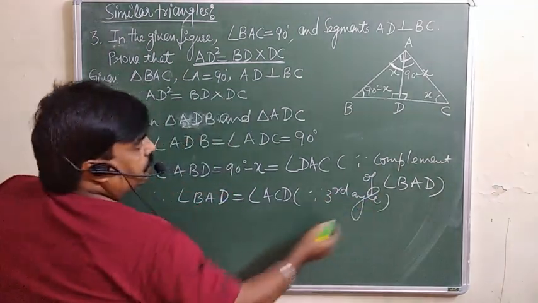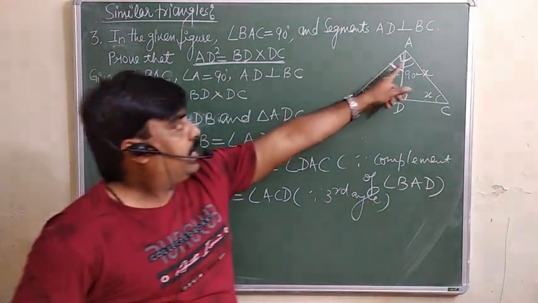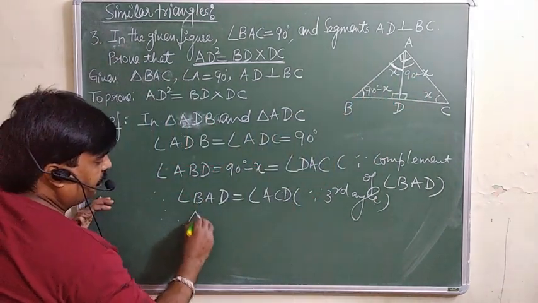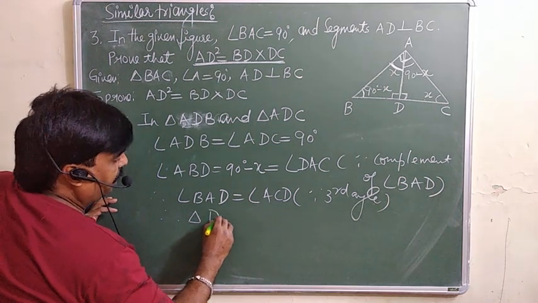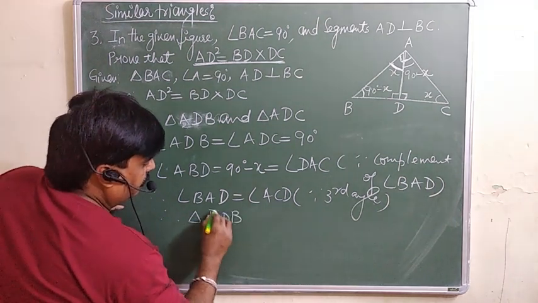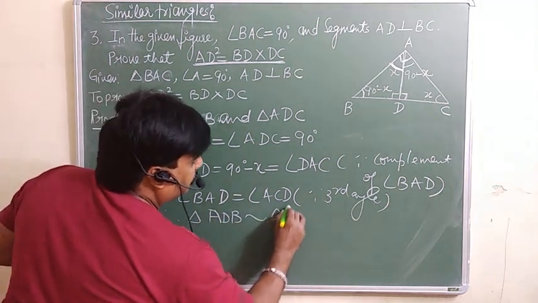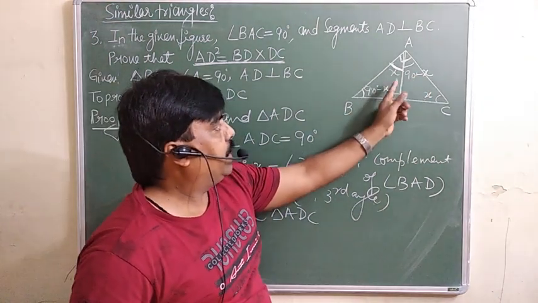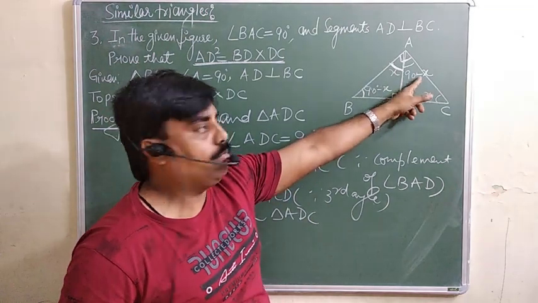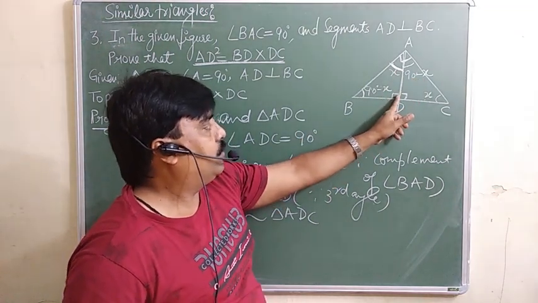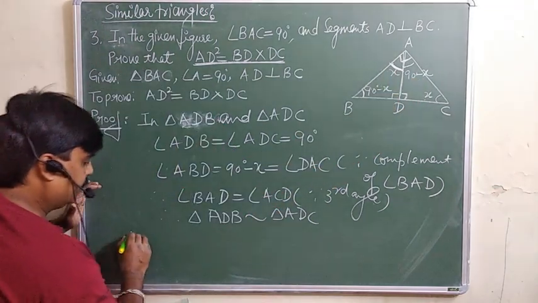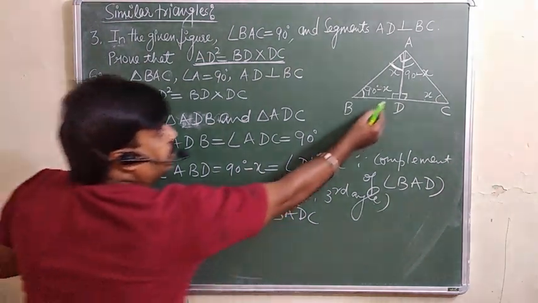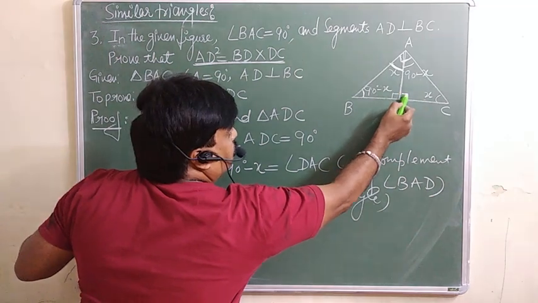And if two angles are equal, then you can declare both triangles are similar. But here all three are equal. So therefore, triangle ADB is similar to triangle ADC. And once the triangles are similar, then equal angle opposite side ratios are equal. So you can take from this one. From this 90, the opposite side is AB. Hence you can say AB over this 90, because this is equal to this one, so this opposite side is AC.